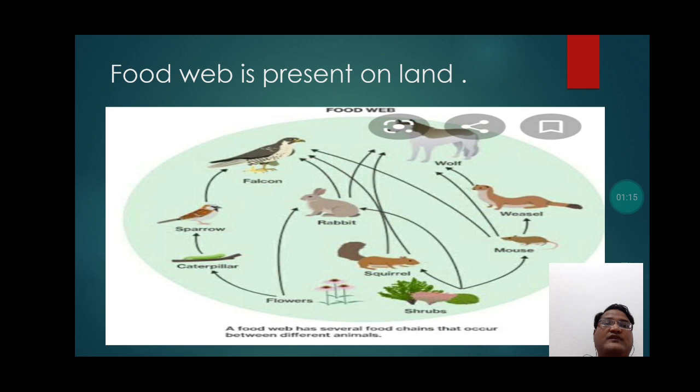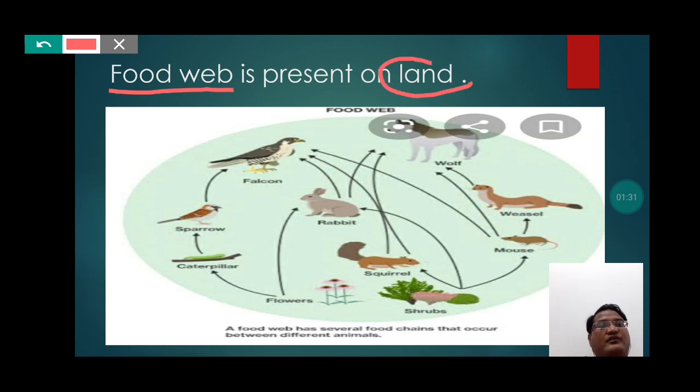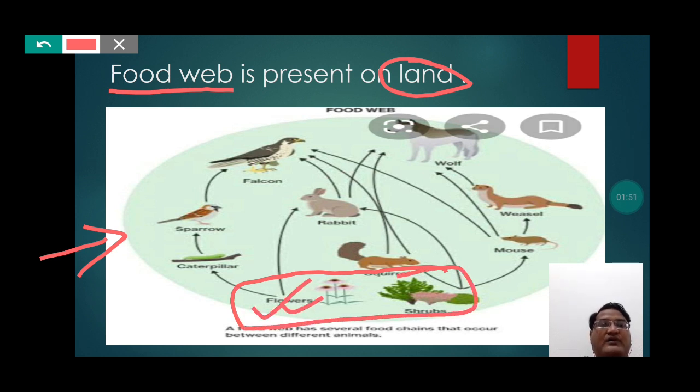Food web is present on land. So students, food web is generally present on land. If you concentrate on this picture, you can notice that there are a huge number of food chains which are interconnected and are starting from the producers. Here you can find the flowers and the shrubs as the producers.